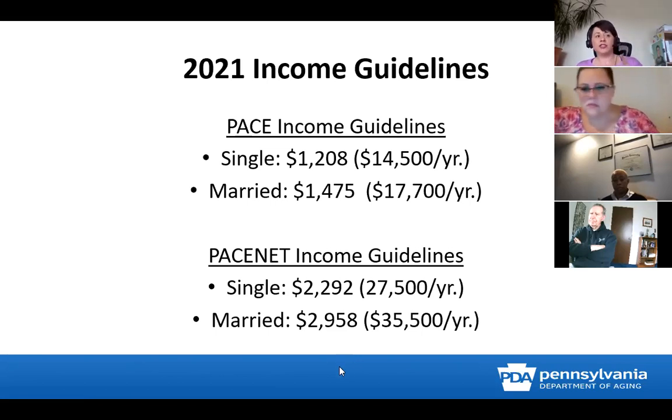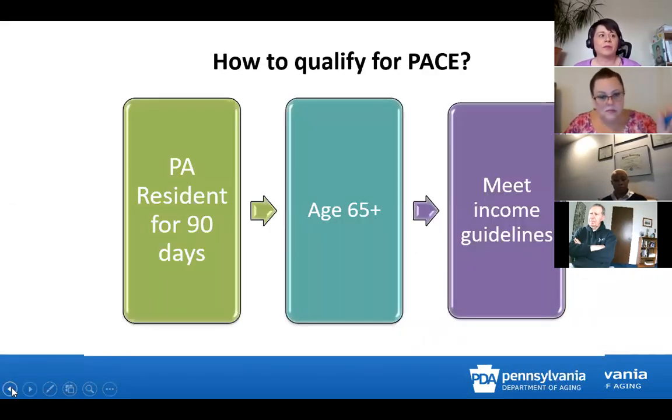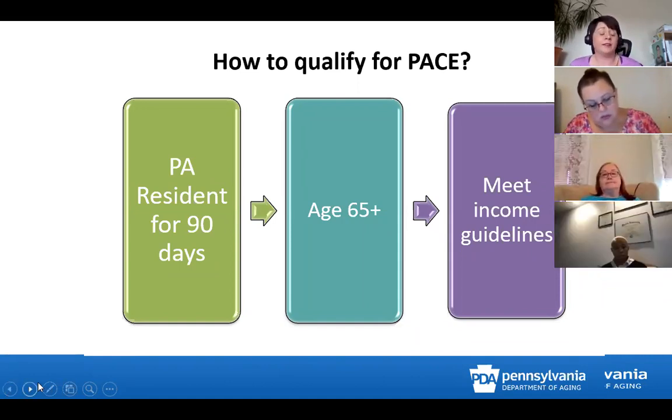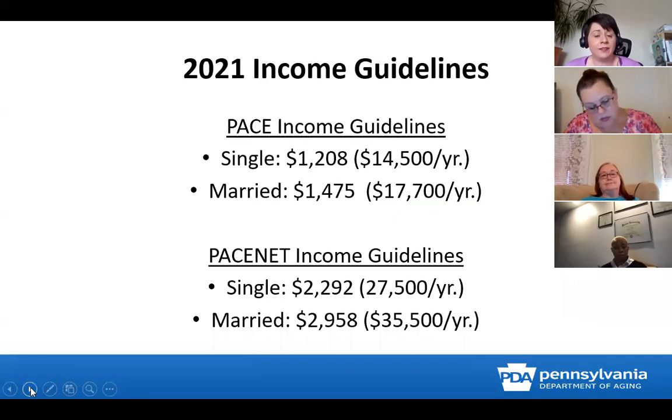I just saw a question in the chat. The PACE income guidelines are on your screen, but I can repeat those out loud if you would like. So the PACE guidelines are that you have to be a Pennsylvania resident for 90 days, age 65 or older, and meet the income guidelines, which are, and I'll give you the highest possible: as a single person, you can make up to $27,500 a year. As a married couple, you can make up to $35,500 a year.